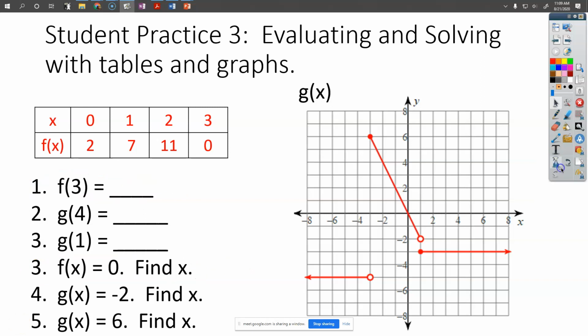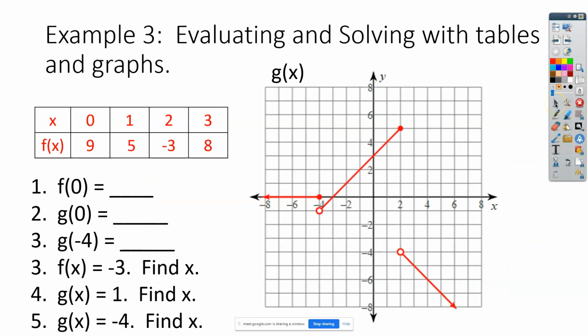All right, let's go ahead and backtrack a little bit. Now we're going to go back to the teacher example. And now all the other questions, number 2, and then the one after it, the first number 3, and then the last 2, those are all about the g function, which is over here on the right. So for this one, we're going to be looking at the graph.